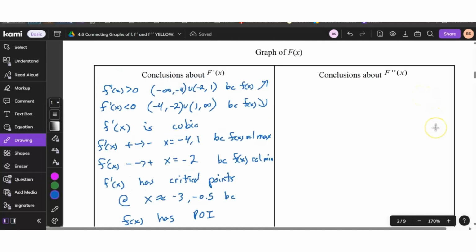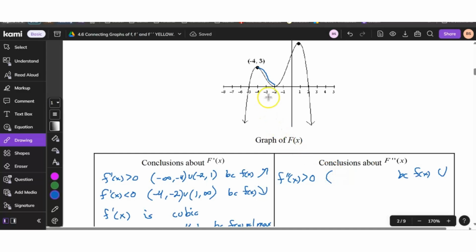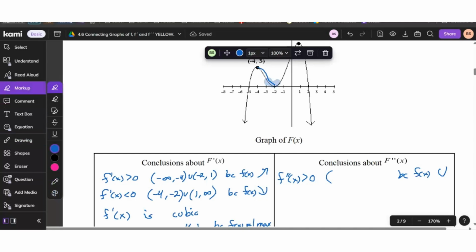Concavity. Sure, so we can talk about concavity, which would mean that f double prime is going to be positive. Why? Because f of x is concave up. And where is that going to happen? Roughly. I mean, we can't do it perfectly. So where is it going to be concave up? The relative min, -2. It will be, but let's try and give the whole range, right? It should be from roughly that point there up to there, right? Where those points of inflection are.